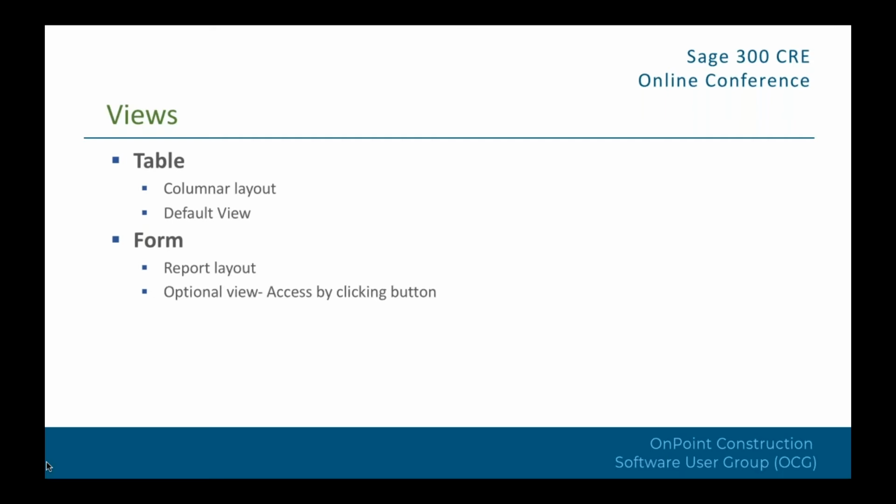So the views: the table is a columnar layout, and that is the default view. Most people look at it that way. But the form view is more of a report layout. And there are optional views; just by clicking on a drop-down list, you can get some other views.